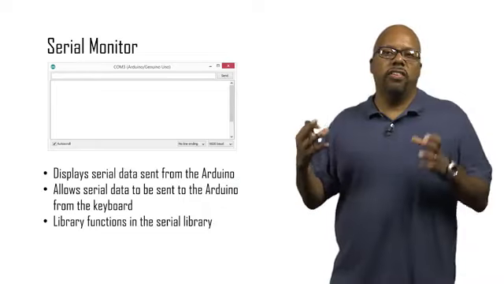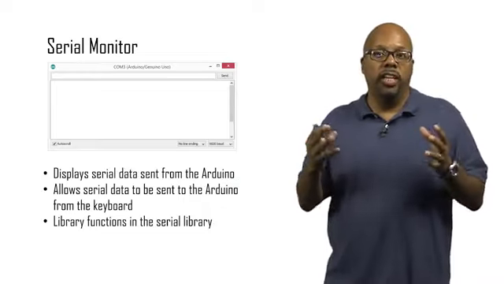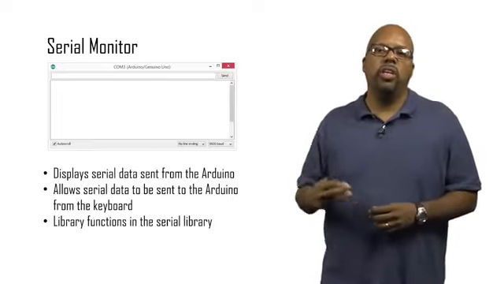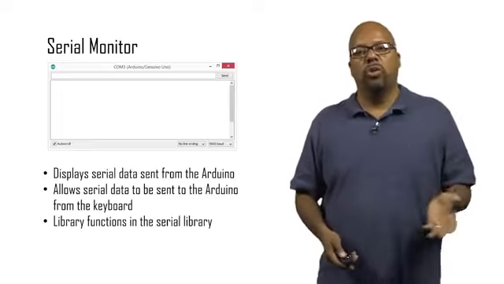So the serial monitor is like a keyboard and screen interface for the Arduino. You can open the serial monitor, and then you can write code in your Arduino that accesses the serial monitor, either writes to it or reads data from it.